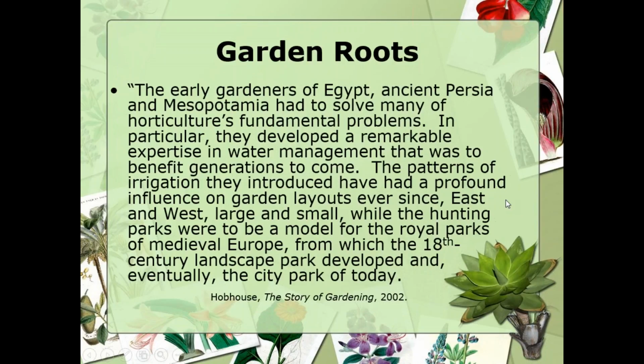The early gardeners of Egypt, ancient Persia, and Mesopotamia had to solve many of horticulture's fundamental problems. In particular, they developed a remarkable expertise in water management that was used to benefit generations to come. The patterns of irrigation they introduced have had a profound influence on garden layouts ever since, east and west, large and small. While the hunting parks were to be a model for the royal parks of medieval Europe, from which the 18th century landscape park developed, and eventually the city park of today.